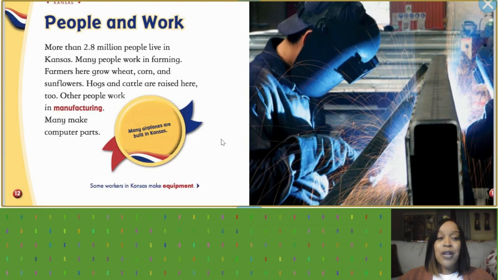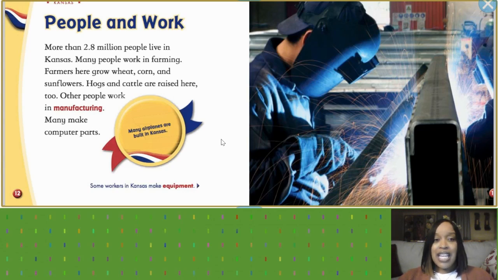People and work. More than 2.8 million people live in Kansas. Many people work in farming. Farmers here grow wheat, corn, and sunflowers. Hogs and cattle are raised here too. Other people work in manufacturing. Many make computer parts. Many airplanes are built in Kansas. Some workers in Kansas make equipment.